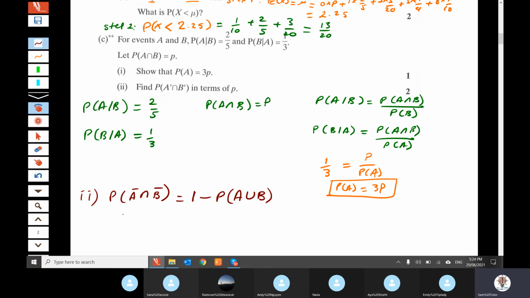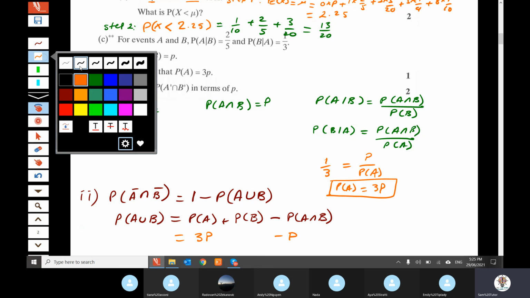How do I find the probability of A or B? Probability of A plus probability of B minus probability of A and B. And then probability of A is 3p. We've already worked that out. We already know probability of A and B is P. The only one we're missing is probability of B.